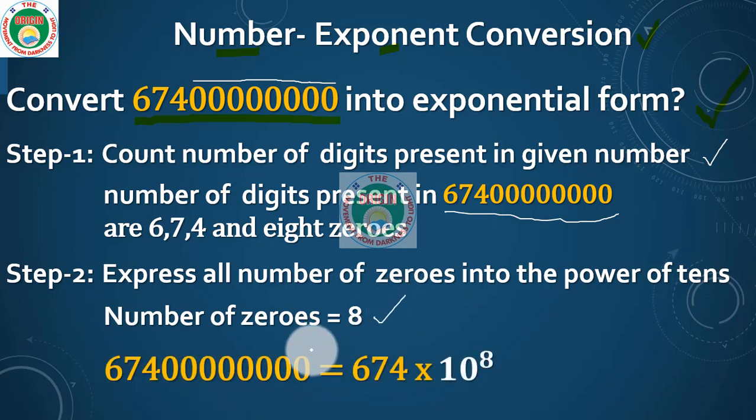Then this number is converted into 674, taking only the digits other than 0. All zeros are converted into powers of 10. That is, 8 zeros are there, so you should write 10 power 8. 674 into 10 power 8. So this is the number to exponent conversion. Here 8 is the positive exponent. This is the method when zeros are there in the given number.